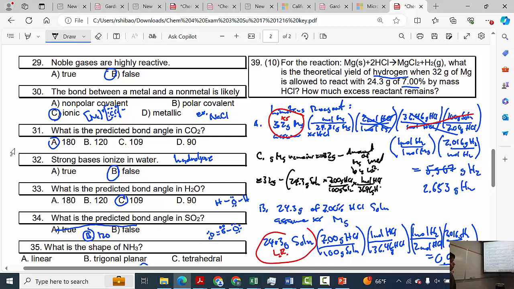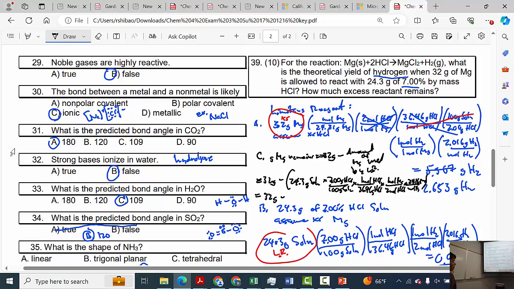Times 1 mole, 36.46 grams, pure HCl, times 1 mole of magnesium per 2 moles of HCl, times 24.31 grams of magnesium per mole of magnesium. I ran out of room.